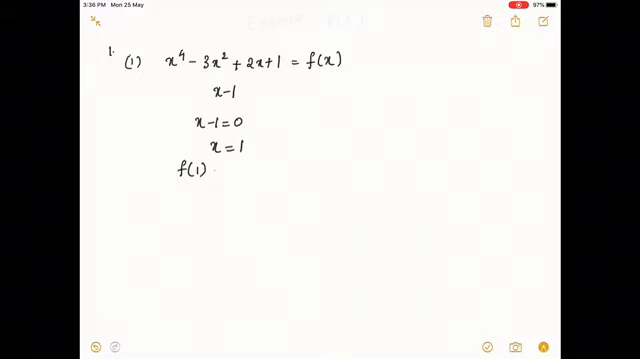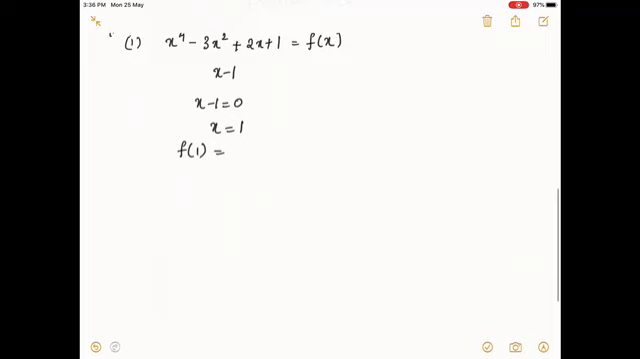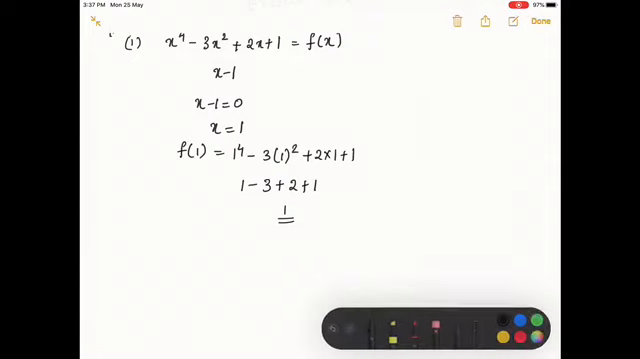So what do we get? f of 1 equals, replace x by 1. What do you get here? 1 to the power of 4 minus 3 into 1 square plus 2 into 1 plus 1. So you get 1 minus 3 plus 2 plus 1. 1 minus 3 is minus 2. Minus 2 plus 2 is 0, plus 1. So you get the remainder is 1. So your remainder is equal to 1.